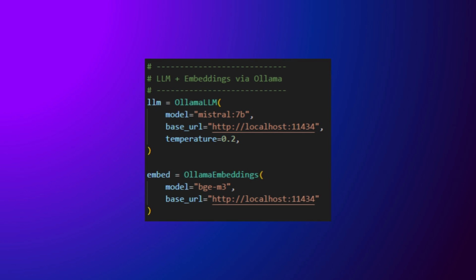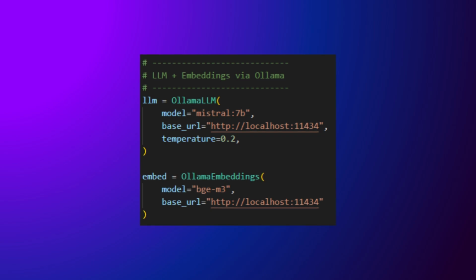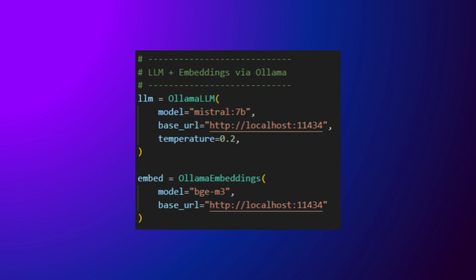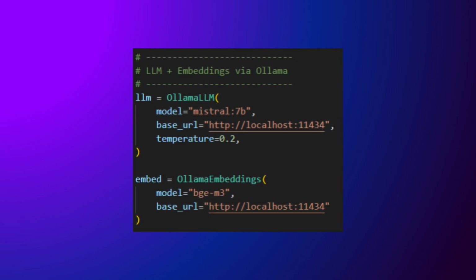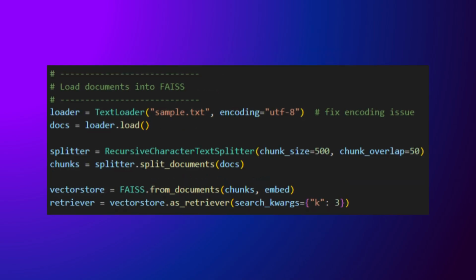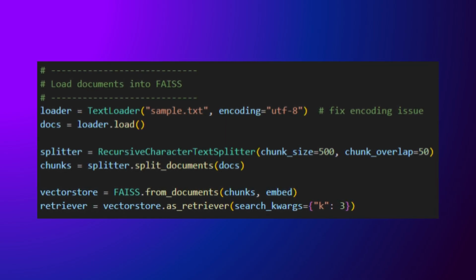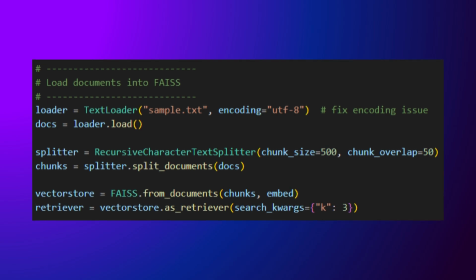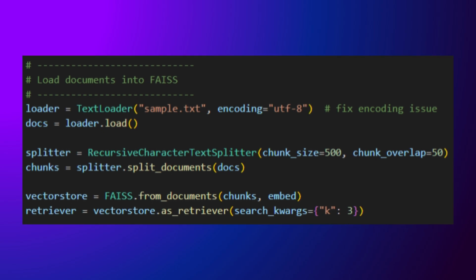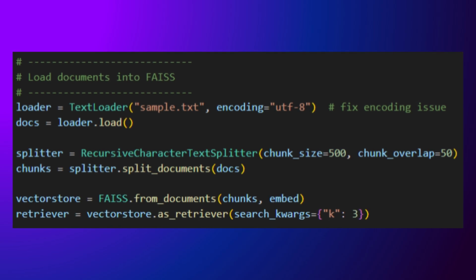Next, we set up Ollama LLM with the Mistral model and a low temperature to make the output deterministic. We also set up embedding using BGE-M3. These embeddings are what allow FAISS to perform semantic search across our document chunks. We load the text file called sample.txt, split it into chunks using the RecursiveCharacterTextSplitter, and then store these chunks into FAISS. FAISS will act like our brain memory. It lets us quickly retrieve the most relevant pieces of context for any question we ask.